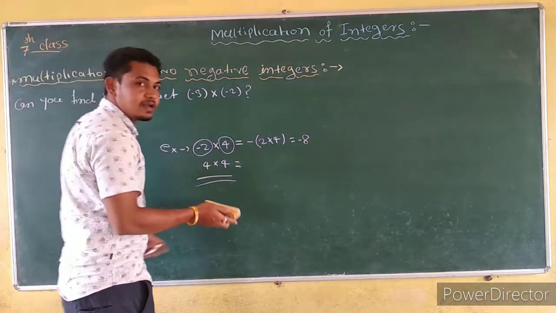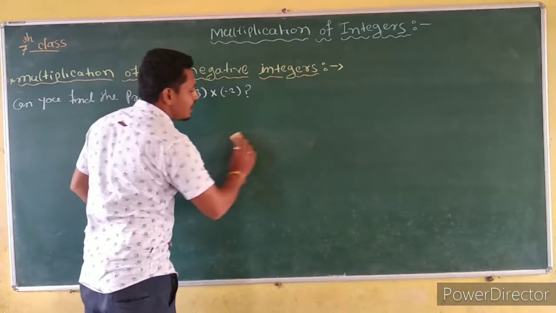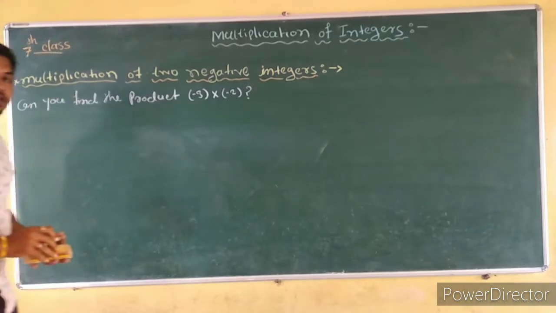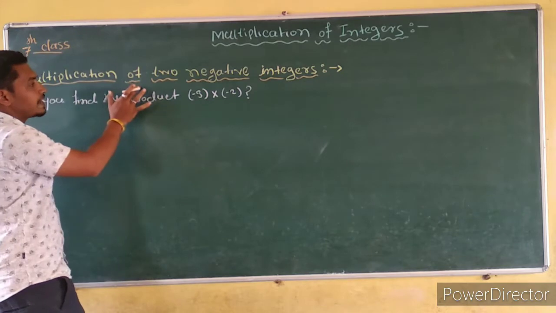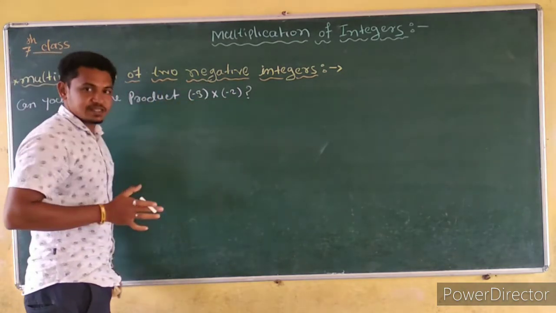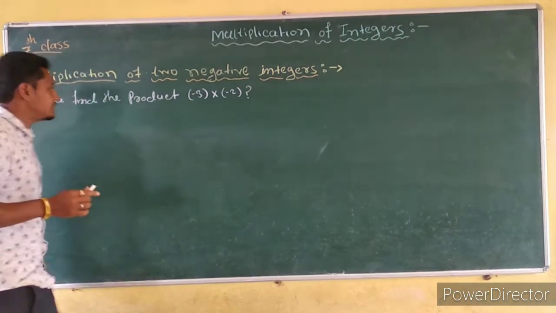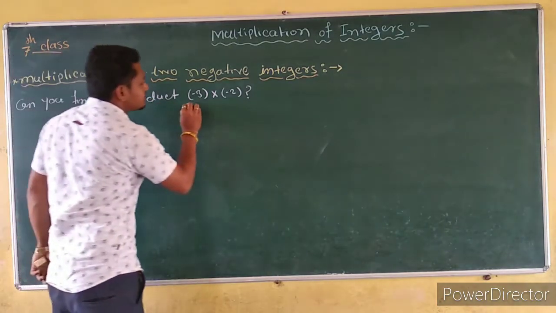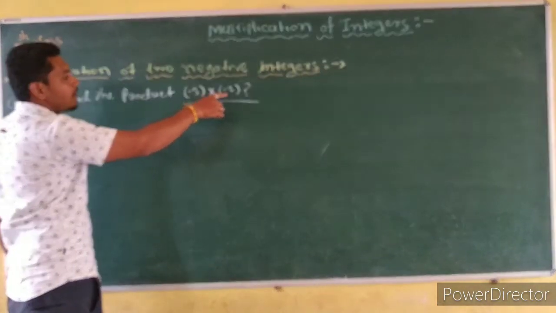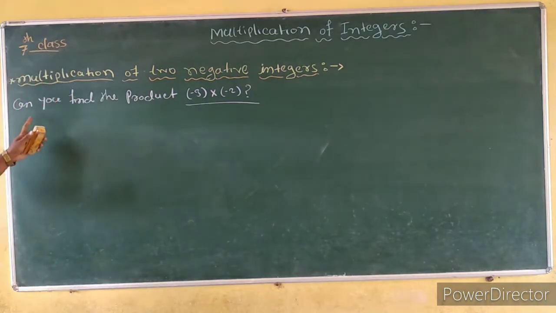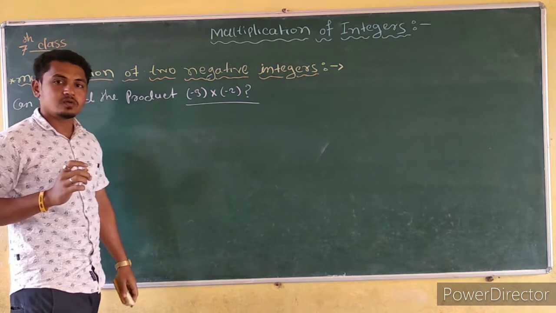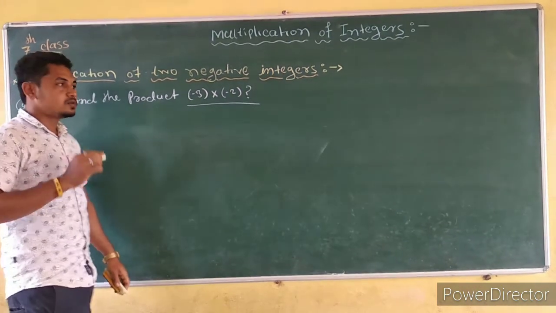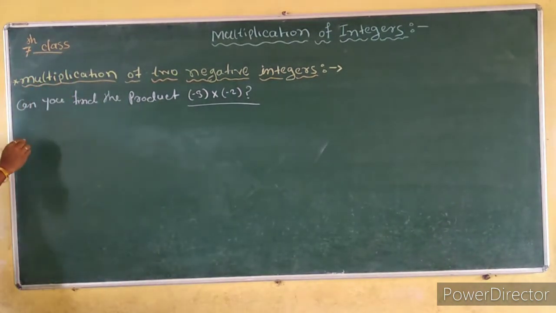You already learned this in earlier class, but in this class we have to discuss the multiplication of two negative integers. See here, minus 3 multiplied by minus 2. Can you find the product of minus 3 into minus 2? Just observe the following steps.